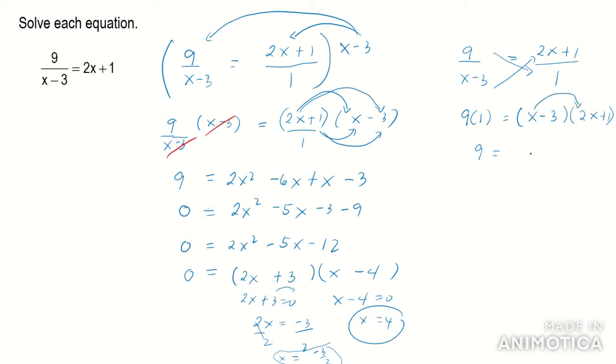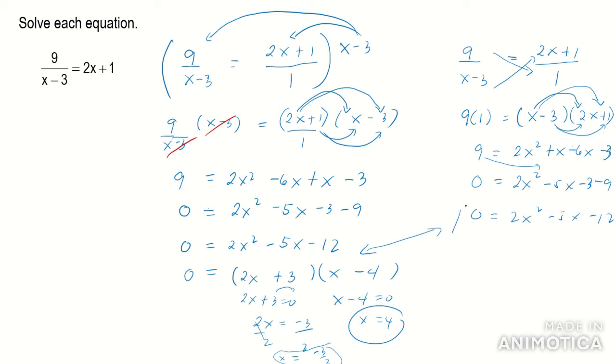Okay, you have x times 2x is equal to 2x squared. You have x times positive 1 is positive x. Then we have negative 3 times 2x is equal to negative 6x. And negative 3 times positive 1 is equal to negative 3. Then we combine like terms and write this equation in standard form. So we have now 2x squared minus 5x minus 3, minus 9. Transpose this one. This becomes negative 9. So we have 0 is equal to 2x squared minus 5x minus 12. So we arrive at the same quadratic equation. Okay? Then of course, this part would be the same here.